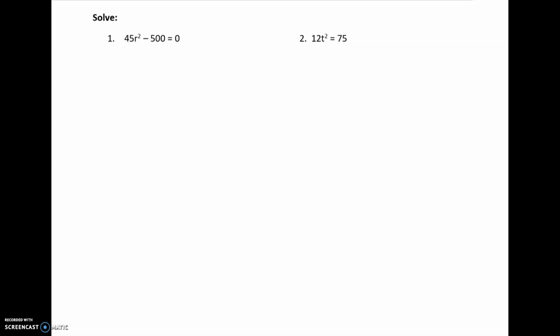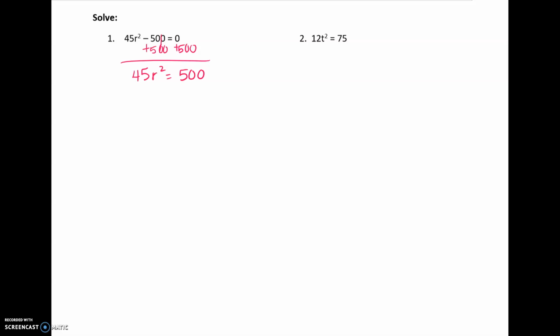Okay, so we're solving. When we solve for the variable, I see that on the left I have r squared. So I need to get r squared by itself. How do I do that? Well, the first thing I need to do is move the 500 by adding it. I'm going to add 500 to both sides and get 45 r squared equals 500.